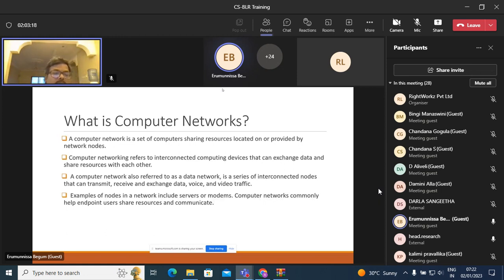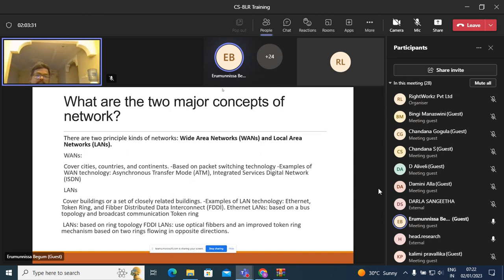Computer networks commonly help endpoint users share and communicate. In computer networks, we also have OSI layers: physical layer, data link layer, network layer, transport layer, session layer, presentation layer, and application layer. Then, what are the two major concepts of networks? Here we have local area networks and wide area networks. Local area networks connect computers and peripheral devices in a limited physical area. So they have a limitation, whereas wide area networks do not have limitations and have a wider range to access.